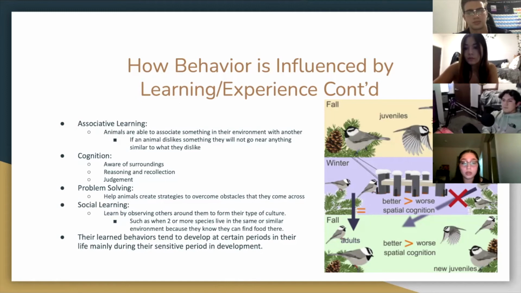Then there's social learning, where they watch others from their own culture or from different cultures to form their way of living. And then the learned behaviors that they develop are mainly learned throughout their beginning years, which is called the sensitive period in their development.